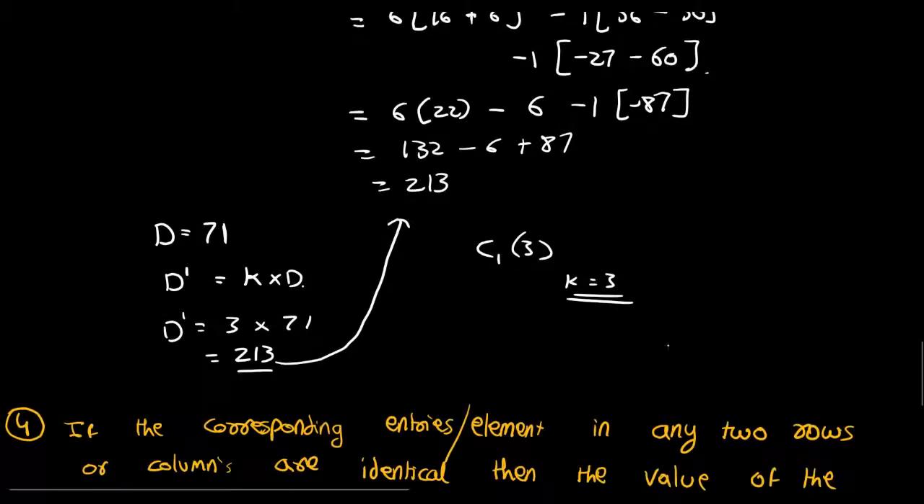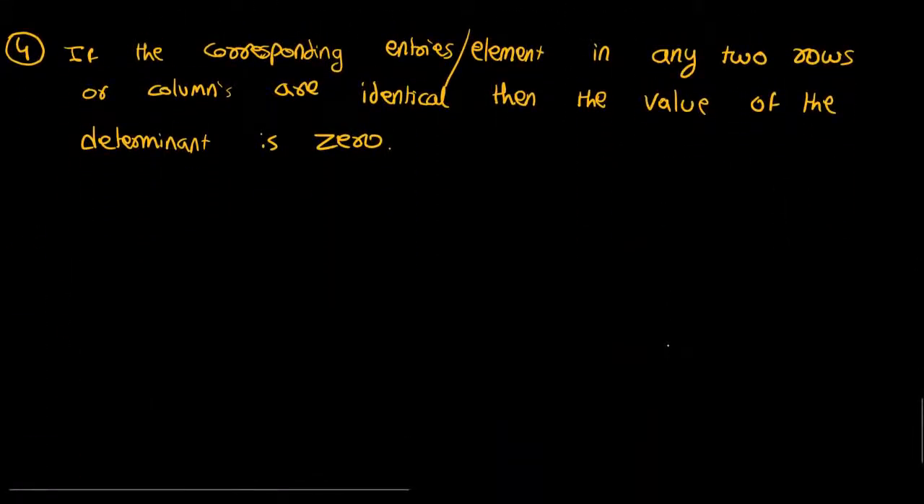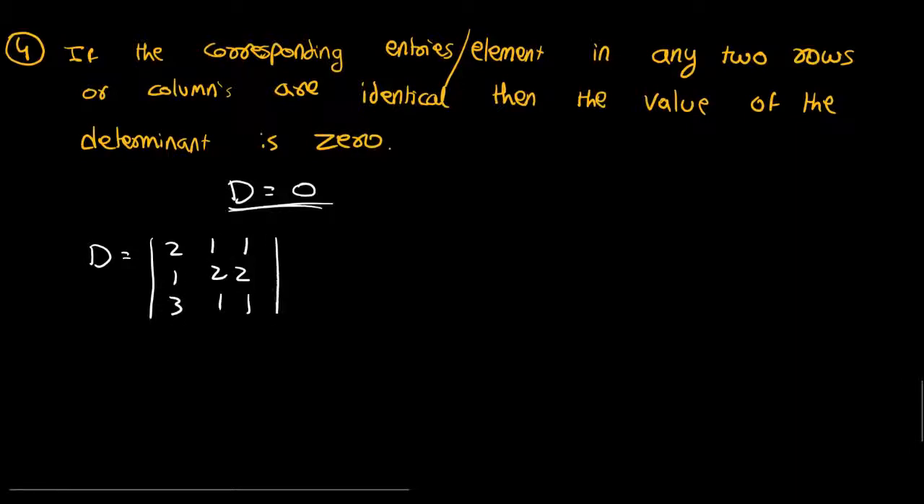The fourth property of determinant states that if the corresponding entries or elements in any two rows or columns are identical, then the value of the determinant is 0. That is, the value that you get for that determinant will be equal to 0. Now let us prove with an example. Let us take the determinant 2 1 1, 1 2 2, 3 1 1. As you can see in this determinant, column 2 and column 3 are identical, meaning that all the elements in both the columns are identical. Then the value of that determinant must be equal to 0 according to our fourth property.